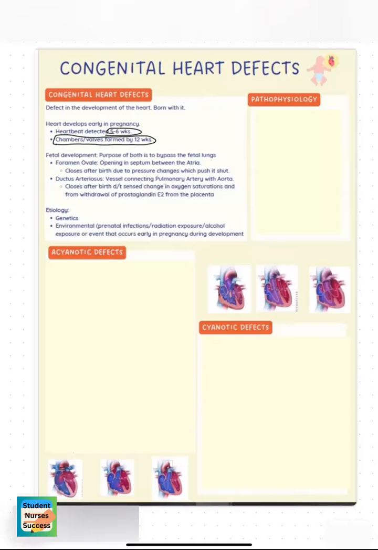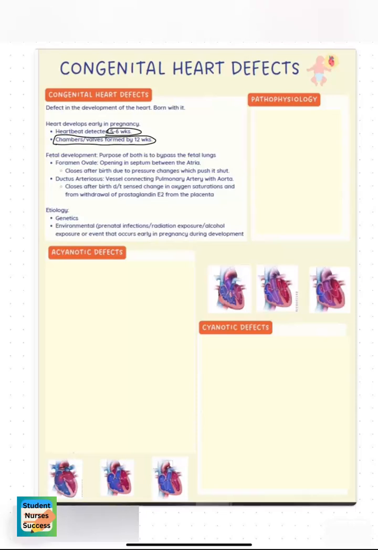Now, there's two things we should talk about with regard to fetal development of the heart. One is the foramen ovale, and the second one is the ductus arteriosus. Both of these are in place in order to help make the fetal heart more efficient. With a fetal heart, there is no need to send blood to the lungs. The baby's not breathing, the baby's blood is being oxygenated by the mother. So, to improve the efficiency, there is something called the foramen ovale and the ductus arteriosus.